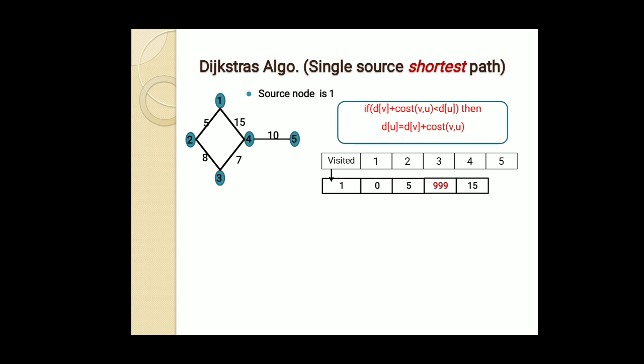Next, from 1 to 4 I'm reaching directly. What is the cost incurred? 15, so I update that here. Then from 1 to 5 I'm not able to reach, so that would be put as 999. So this is the initial cost incurred.